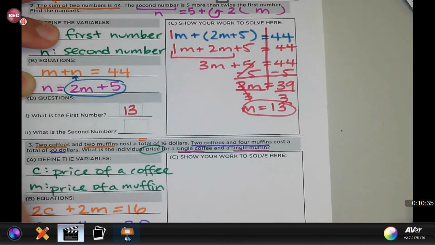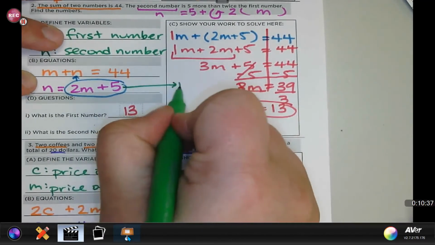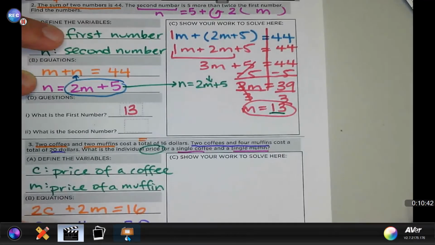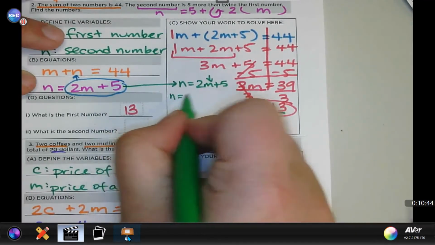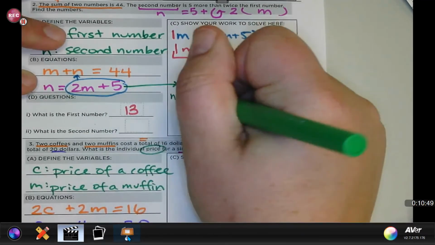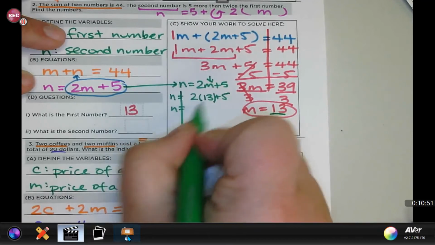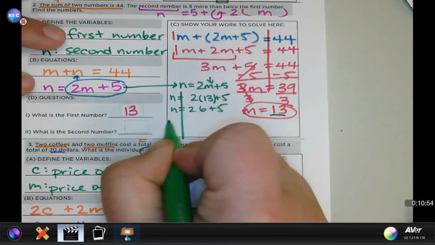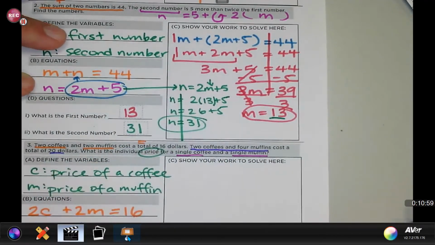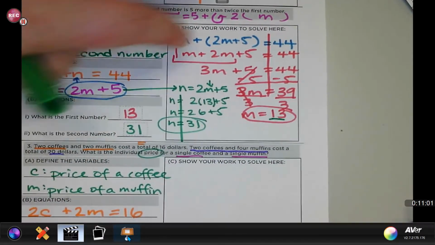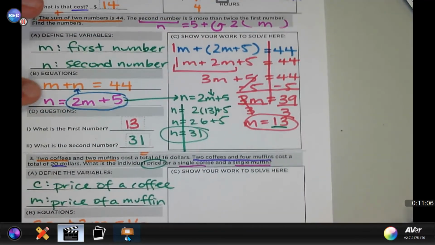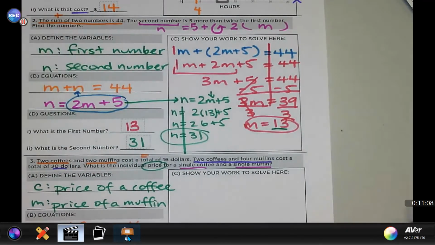Then notice here my second number is n equals this. So if I take n equals 2m plus 5, and I'm going to put 13 in here for m. So n equals 2 times 13 plus 5. N equals 2 times 13 is 26 plus 5, which is 31. So my second number is 31. Okay, so I substituted and found one variable and then put it back in the opposite equation, this one, and found n.